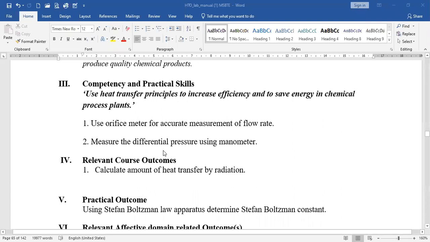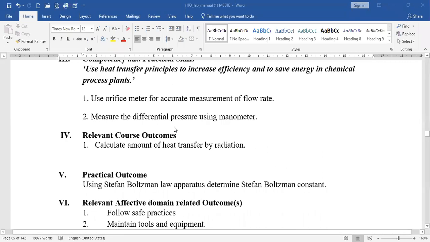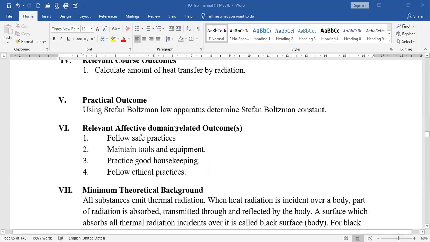Then the competency, we have already discussed this competency in the previous experiment, that is to increase the efficiency and to save the energy in chemical process plant. To measure the flow rate, to check the level of the water and to measure the different temperatures. Relevant course outcome is to calculate the amount of heat transfer by radiation. So we have to calculate the amount of heat transfer by radiation concept. Practical outcome is using Stefan Boltzmann law apparatus, determine the Stefan Boltzmann constant.